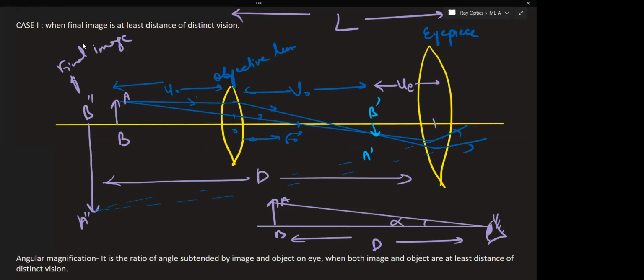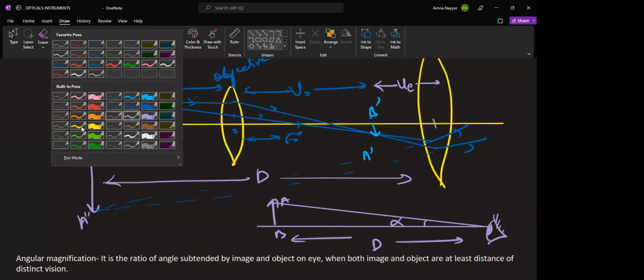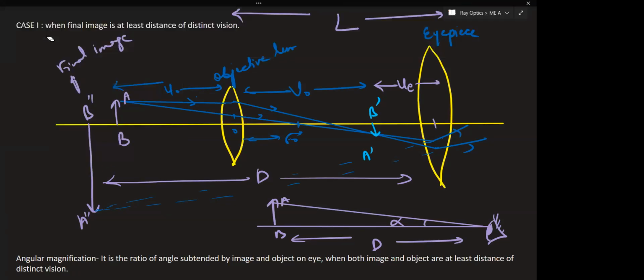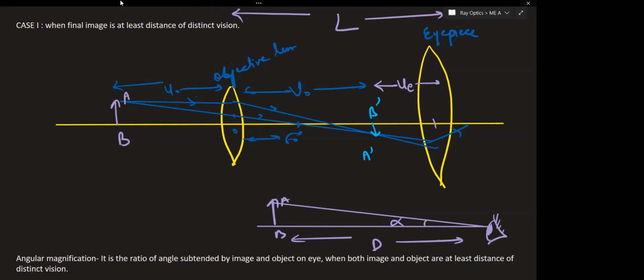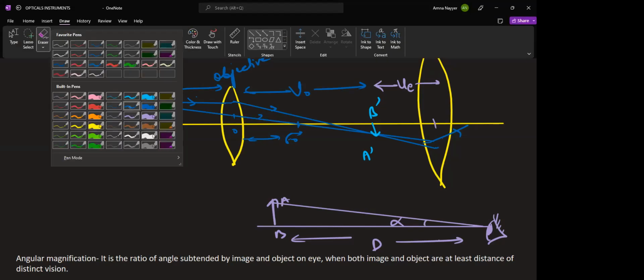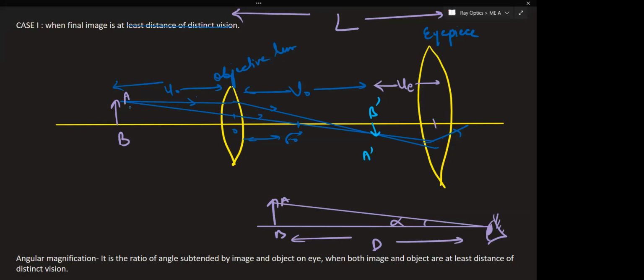See class, if this is the case, the second case which I was telling you, the case of infinity, now see the difference that will come here. See, the rest of these parts will remain the same. If the final image is formed at infinity, second case, then like this you will have the rays. They'll not meet. The image will be formed at infinity.